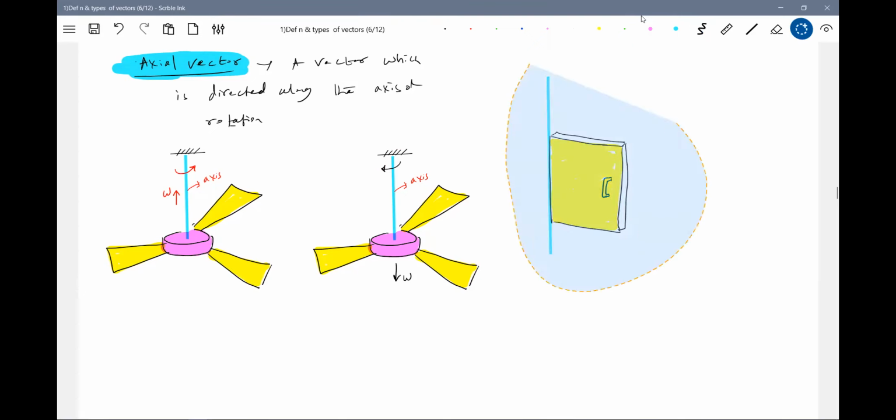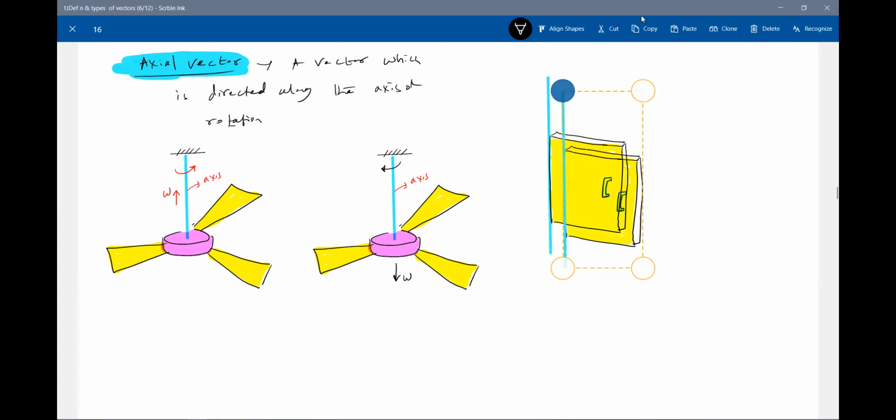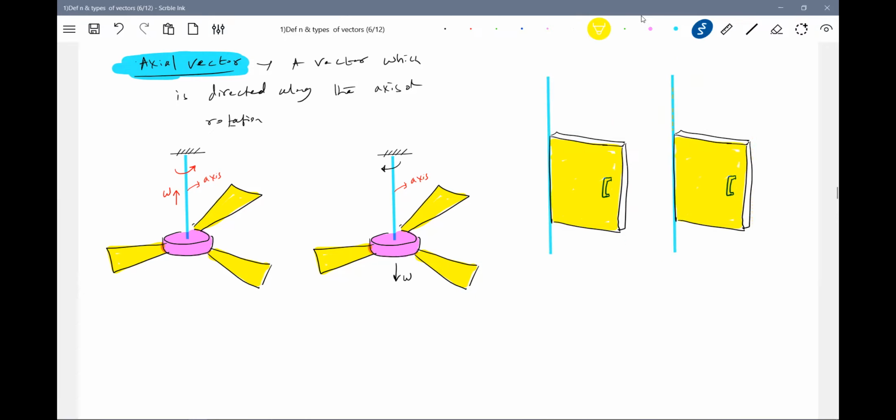So now let's see this. When you are opening it, it will swing like this. The omega will be directed vertically down. When you are closing it, the omega here will be directed along the axis upward. So this blue color one is the axis.